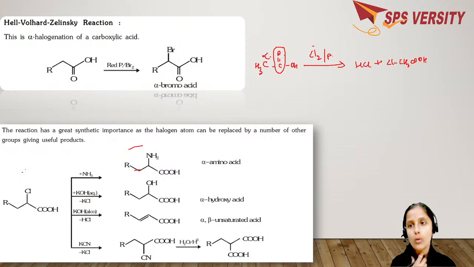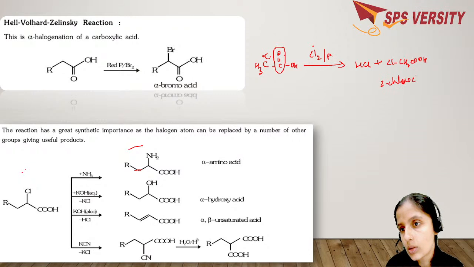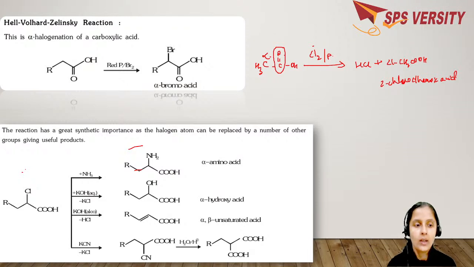This is called an alpha bromo acid. In this particular case, it is called 2-chloroethanoic acid. Why is this reaction very important? Because after the alpha halogenation, the product which you are going to get can be used as the primary source for the synthesis of a variety of organic compounds.